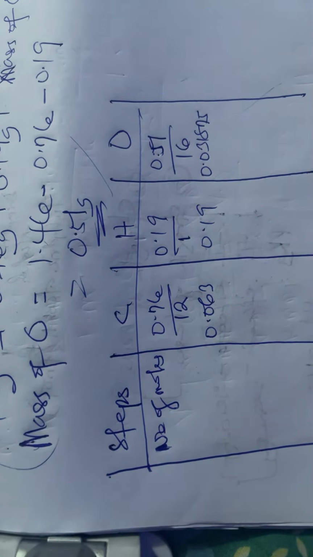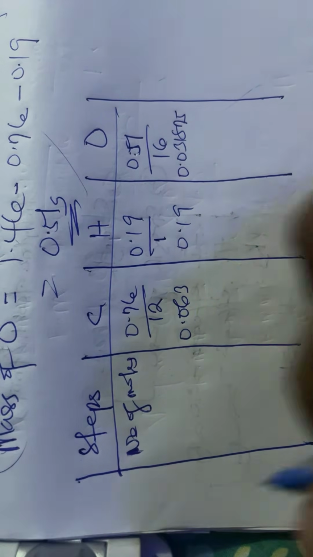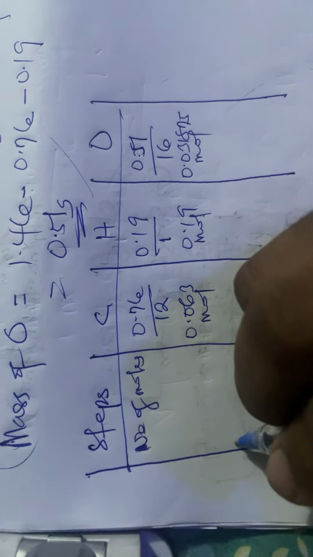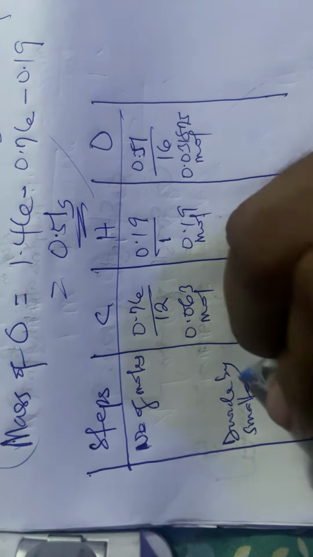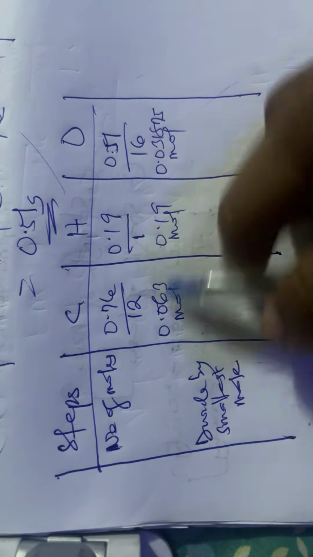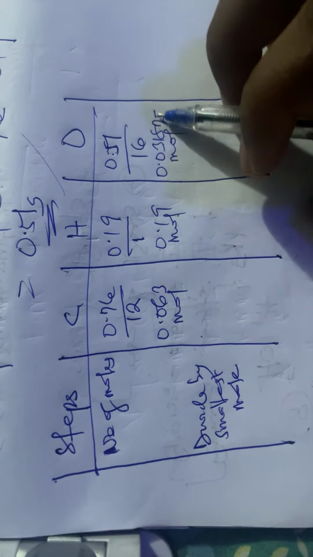0.031875. All right, so now what do we do next? Remember, all of these are in moles. So what do we do next? We divide by the smallest mole. Divide through by the smallest mole. So what is the smallest mole here? The smallest mole here is obviously 0.031875.